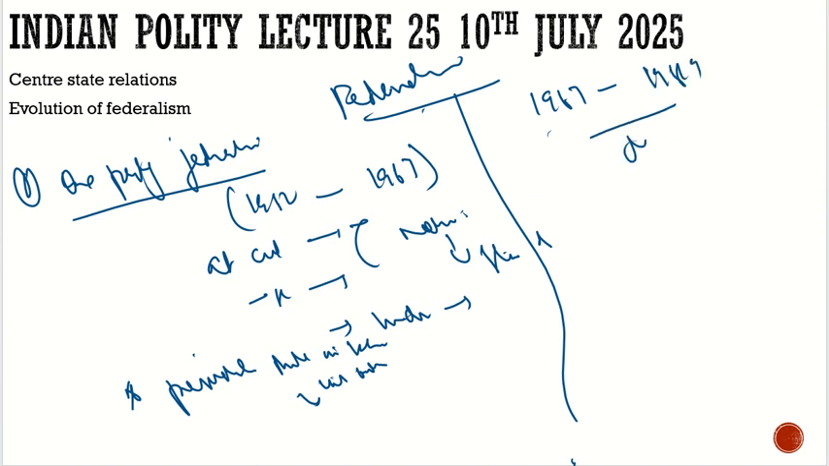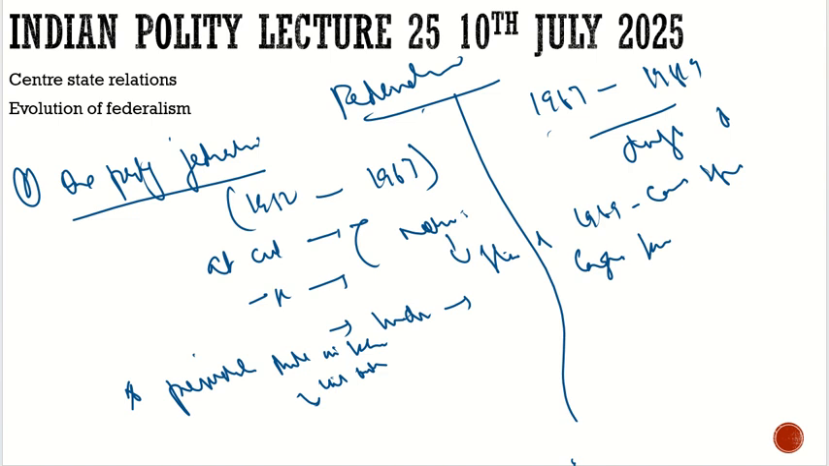It is a time when the drift started. In this time, the Congress split in 1969 into Congress (Indira) and Congress (O). In this time period, the Congress party started losing regional leaders, and at the state level, regional powers started to come into existence.